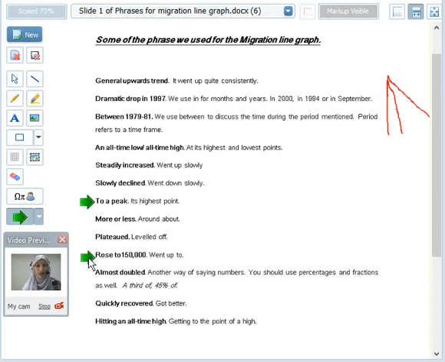Then we can talk about rose to 150,000. So it went up to 150,000. Again, the opposite of that would be dropped to 150,000. Okay, so here is what I really want you to look at, is almost doubled. It's just another way of saying numbers. So you should absolutely use percentages and fractions as well as the actual data that you've got in there.